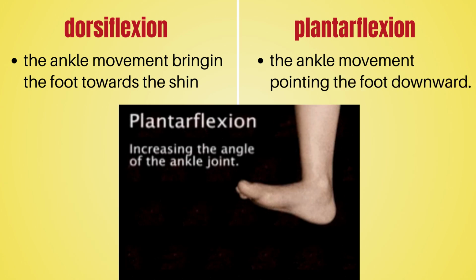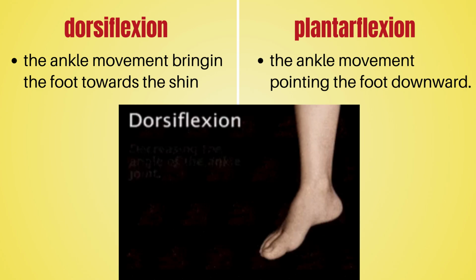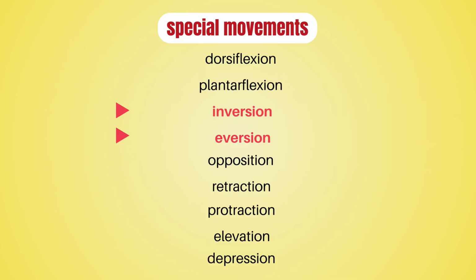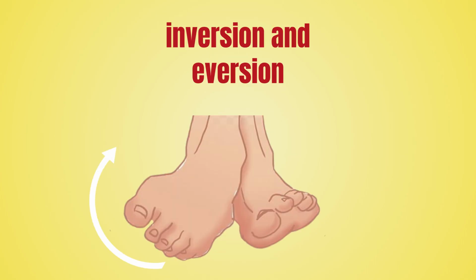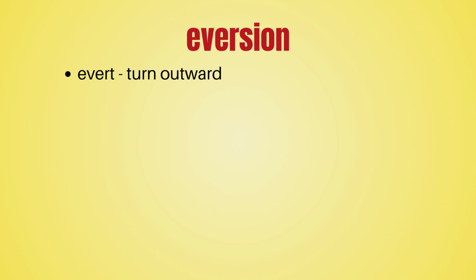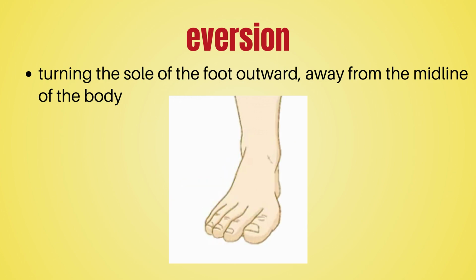In dorsiflexion, the ankle movement brings the foot towards the shin, and the plantar flexion is the ankle movement pointing the foot downward. Third, I'm going to demonstrate inversion and eversion, movements that turn the sole either toward the body's midline or away from the body's midline. During inversion, the bottom of the foot turns so that it faces toward the body's midline. The word evert literally means to turn outward, which is exactly what happens during eversion.